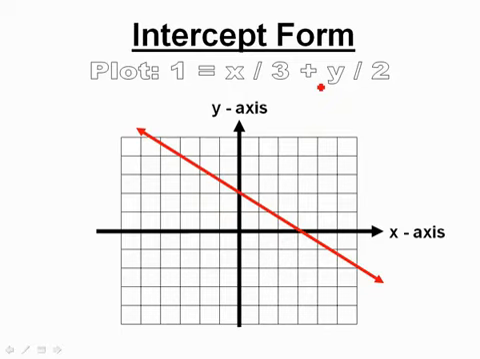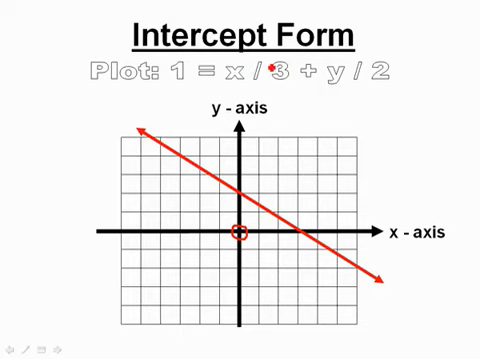The intercept form is very nice so long as your line isn't passing through the origin. You cannot use the intercept form when your line is passing through the origin, simply because x divided by 0 plus y divided by 0 has a division by 0. In fact, it has 2 of them. So if your line is not passing through the origin, meaning it's not passing through this point right here that I just circled, you can use the intercept form.